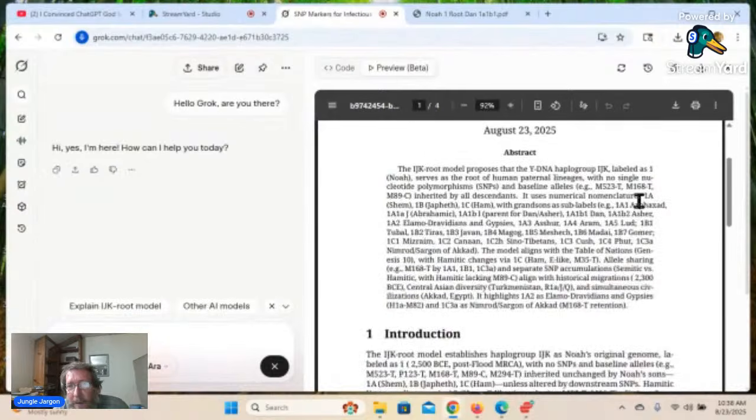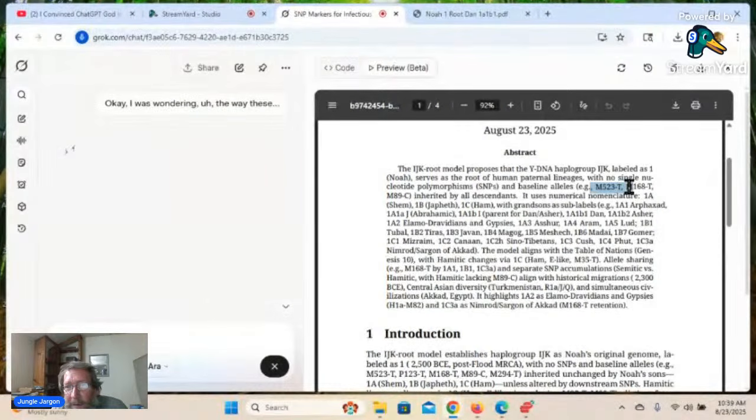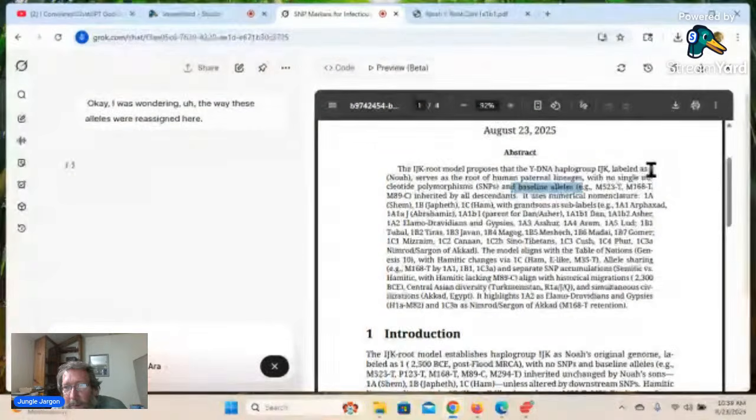Okay, I was wondering about the way these alleles were reassigned here. Like the IJK has the M523T. I was wondering if you could explain how that works and how they change from the baseline, which is now, of course, 1 as Noah.